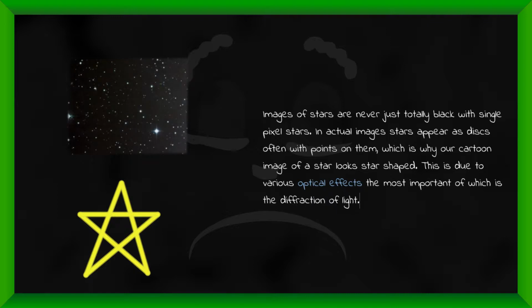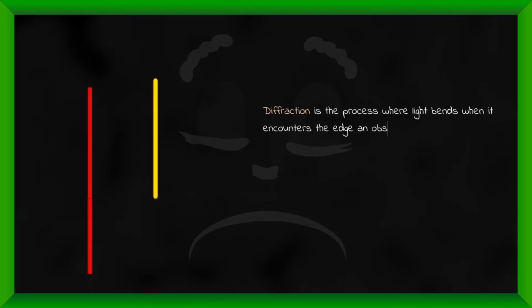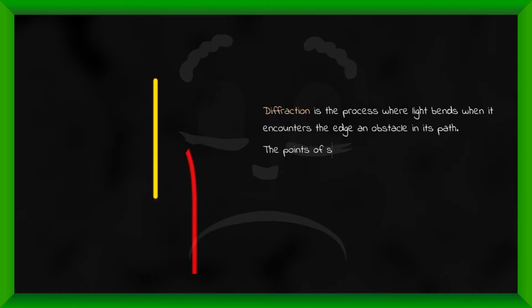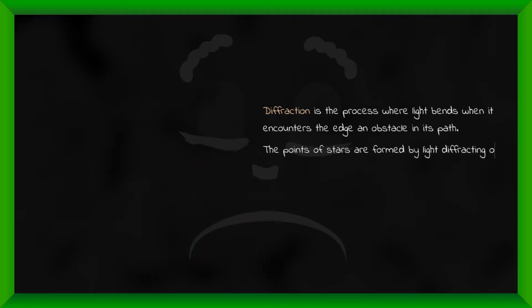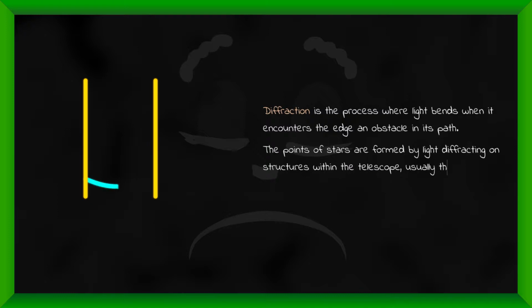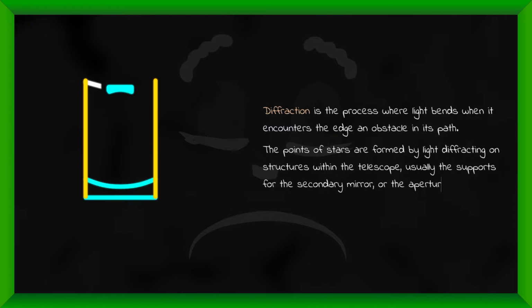Most of these have to do with the diffraction of light. Diffraction is the process where light bends when it encounters the edge of an obstacle in its path. The points of the star are formed by light diffracting off structures within the telescope. Usually this will be the supports of the secondary mirror, or potentially the aperture of the camera.